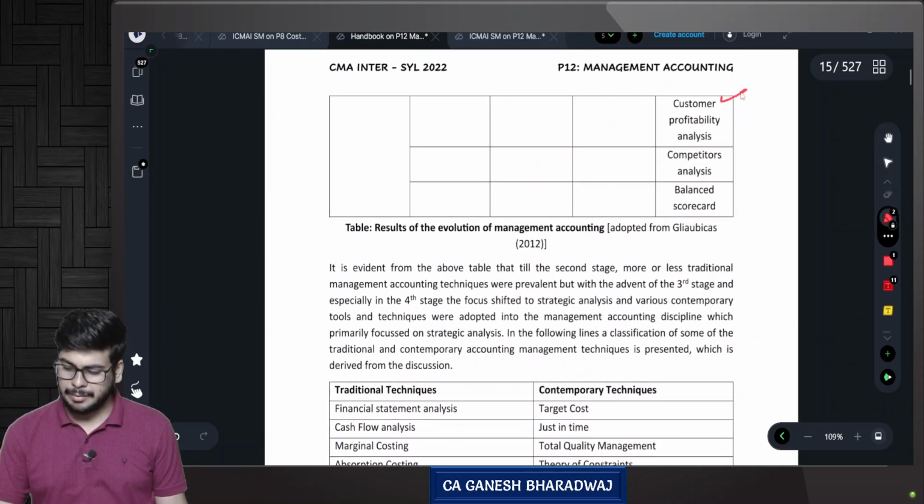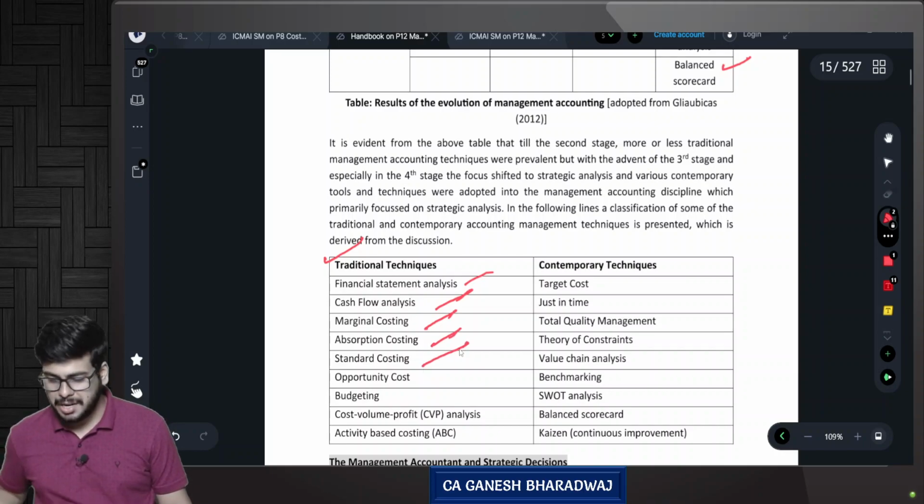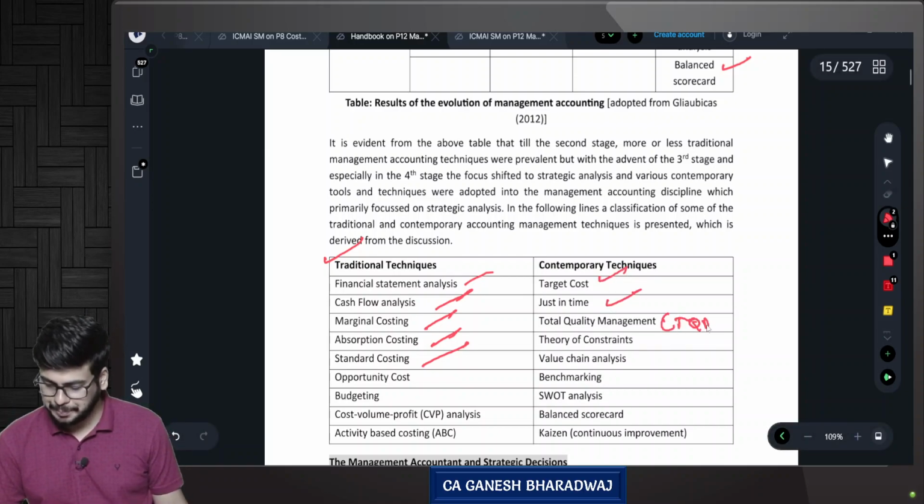Of course, look at this. In the fourth stage, you have customer profitability analysis, competitor analysis, your balanced scorecard and all. If you look at this here, traditional tools: financial statement analysis, cash flow, managerial, marginal costing, absorption costing, standard costing, and so on. But in contemporary, new techniques, you've got target costing, just in time, total quality management. It's called TQM.